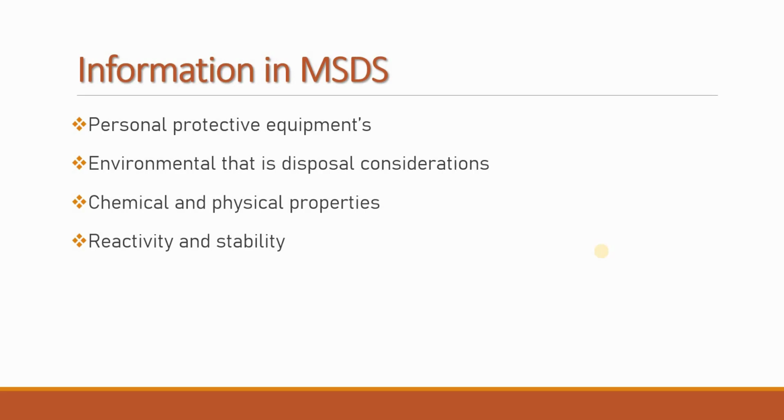Third point is chemical and physical properties. The chemical and physical properties of a material are also taken into consideration in order to see what chemical effect it may have and what physical effect it may have on the worker. Fourth thing is the reactivity and stability. It would be checked and listed in the material safety data sheet what is the reactivity level of the product, either it is reactive or not.